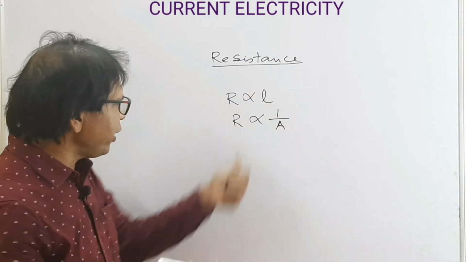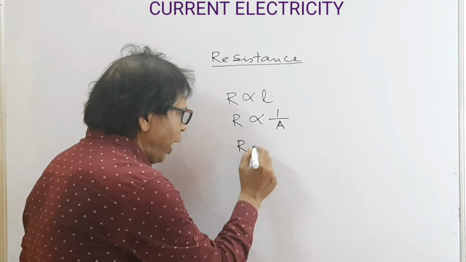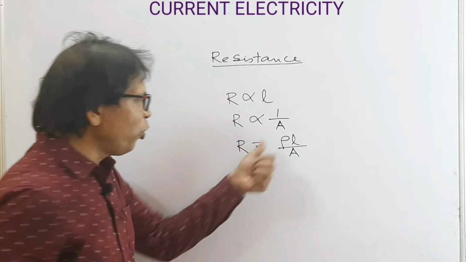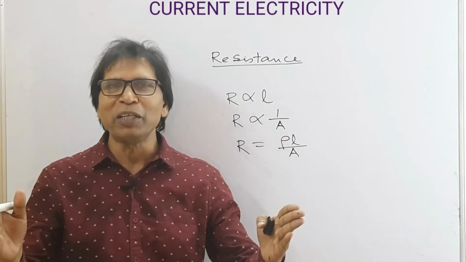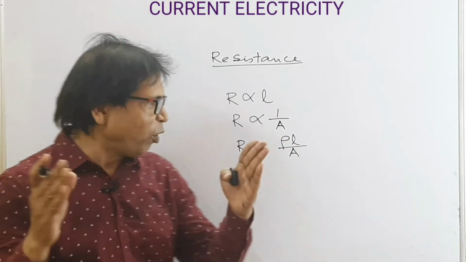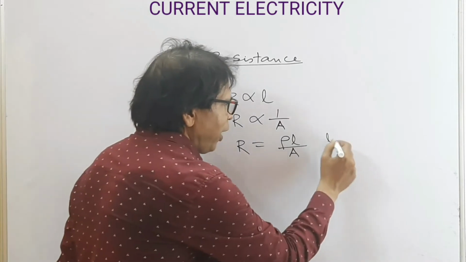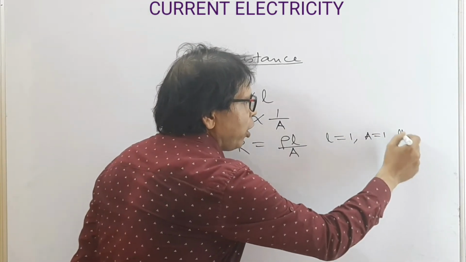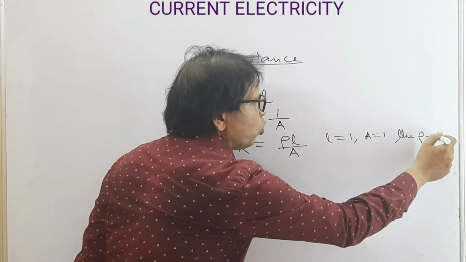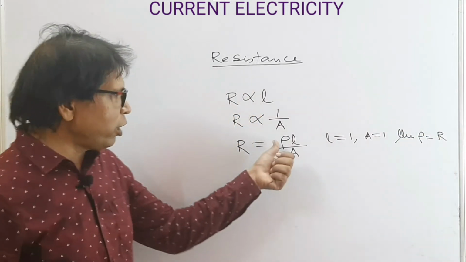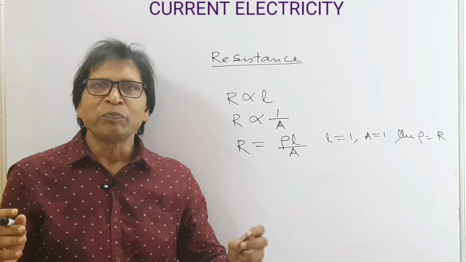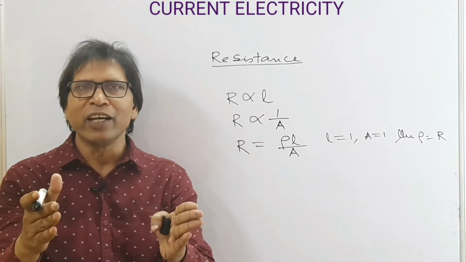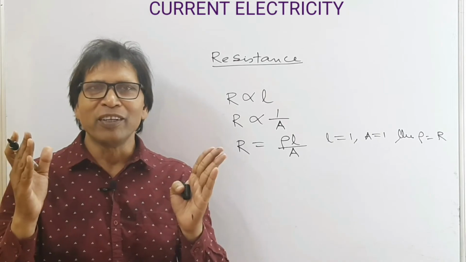So combining these two relations we get R equals rho L by A, where rho is the resistivity of the conductor. Now look at this, if L equals 1, A equals 1, then rho equals capital R. So resistivity of a conductor is the resistance between two opposite faces of a unit cube.